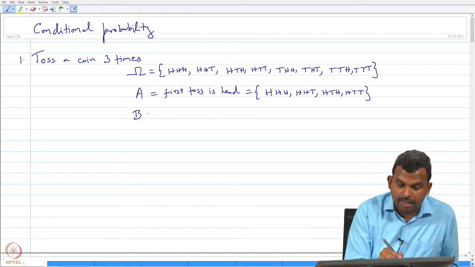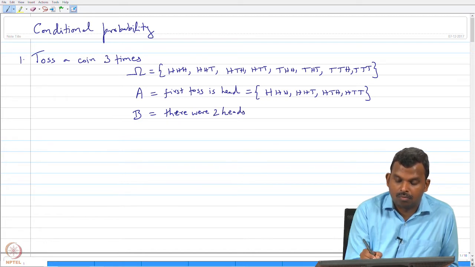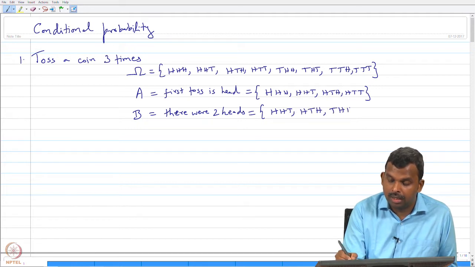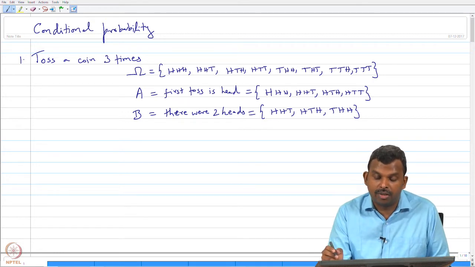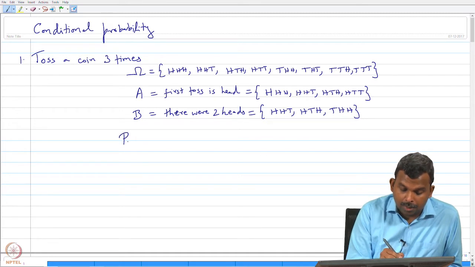Then one can also define an event B that there were 2 heads. So, this is the event B. If you look at that event, you have H H T, H T H, T H H. There are 3 different outcomes that are favorable to there being 2 heads. So, H H T, H T H and T H H. So, you might want to ask what is the conditional probability of B given A.